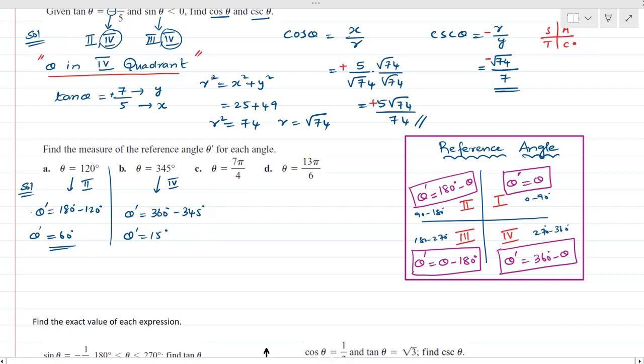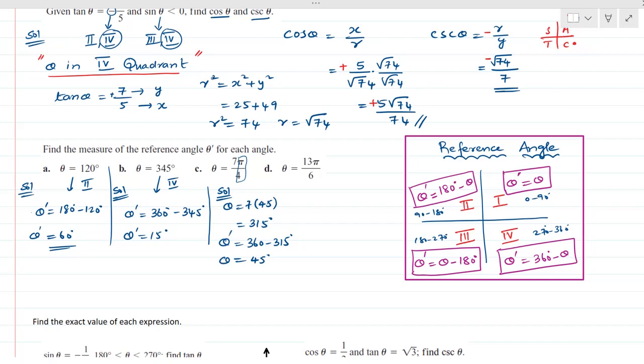Now the next one, here we will have the pi value. I have to convert the pi first in terms of the degree. So what is the degree here? This one is 45. 45 into 7, which is equal to 315 degrees. So 315 lies in the fourth quadrant, we subtract from 360, and you will get 45 degrees. So this is the theta prime.